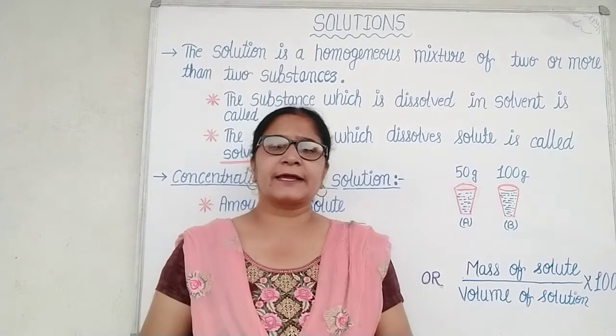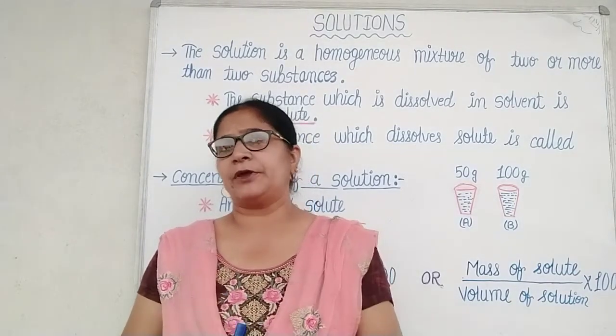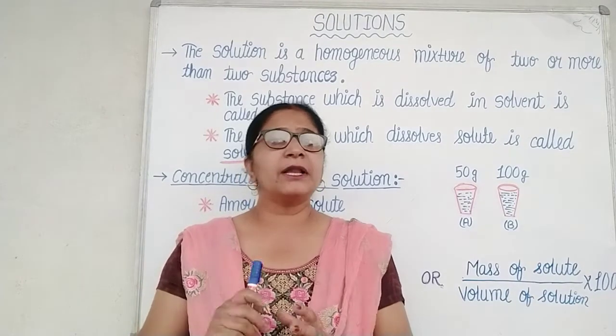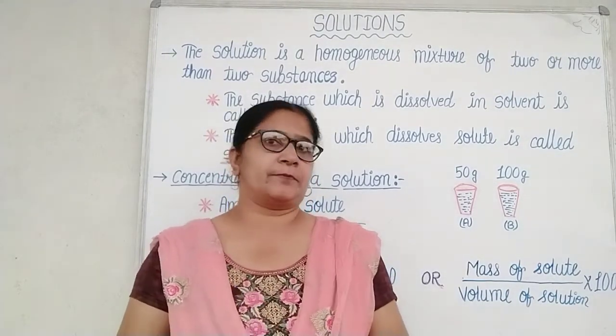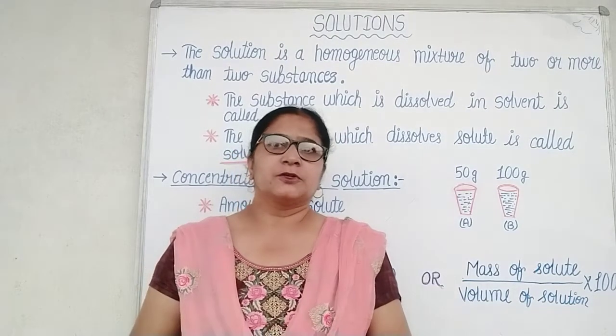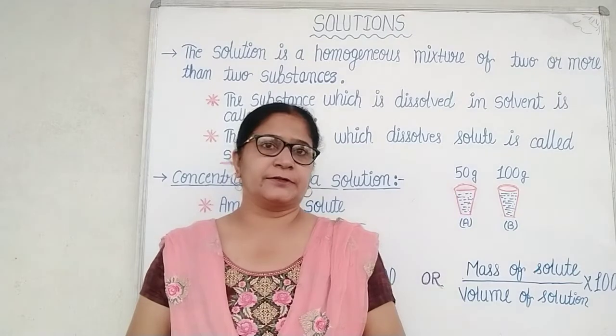So let's see the second. If the solute is liquid, it means amalgam. Amalgam means mercury in sodium, right? So mercury is a liquid and sodium is a solid.